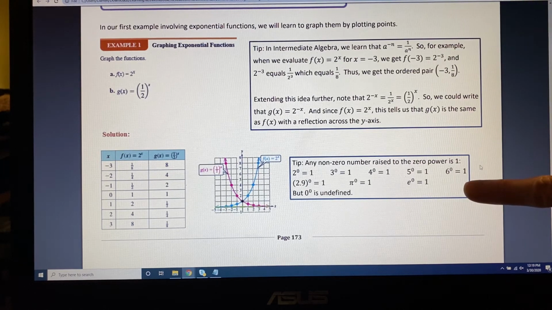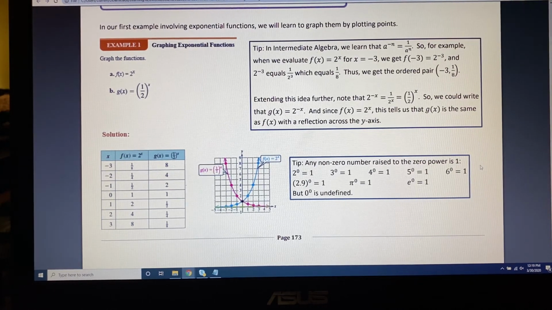Raising to the 0 power. Tip, any non-zero number raised to the 0 power is 1. 2 to the 0 equals 1. 3 to the 0 equals 1. 4 to the 0 equals 1. 5 to the 0, 6 to the 0 equals 1.